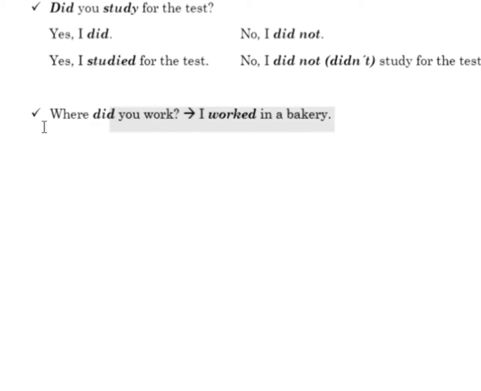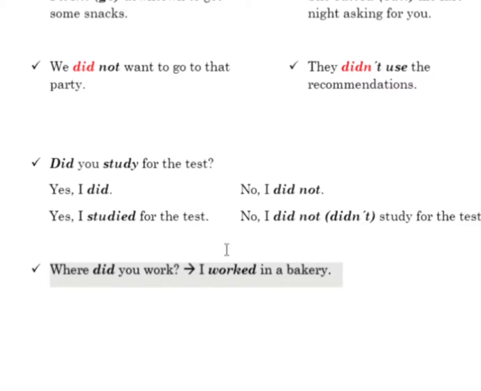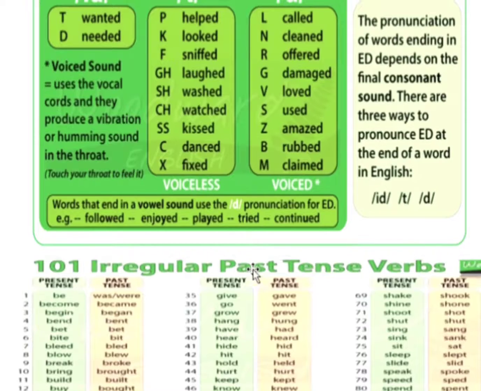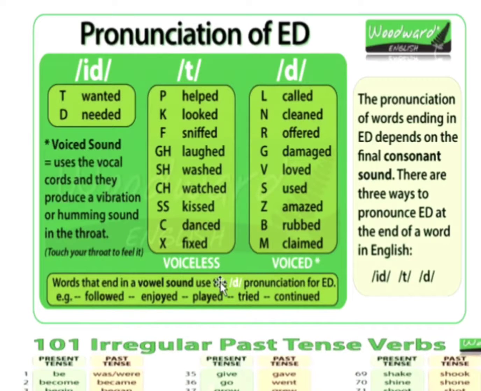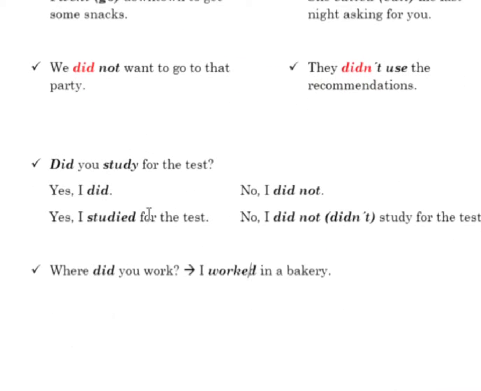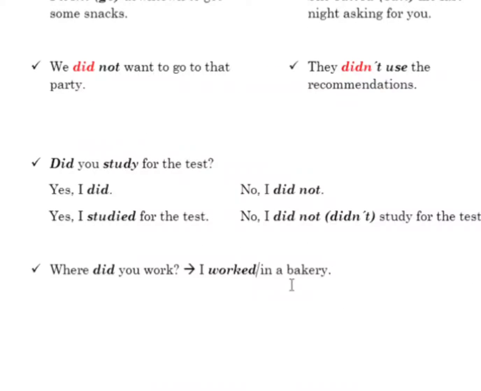Okay, finally, with open questions like where did you work, we can say I worked. The final sound of the verb is a K, so it sounds like a T, right? I worked in a bakery.